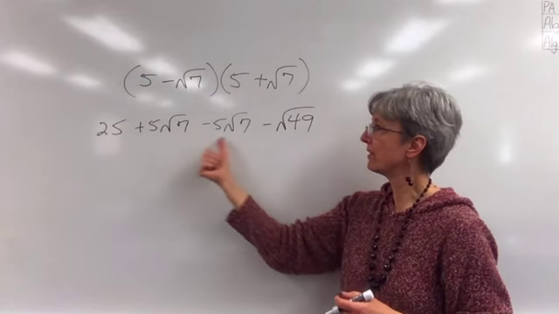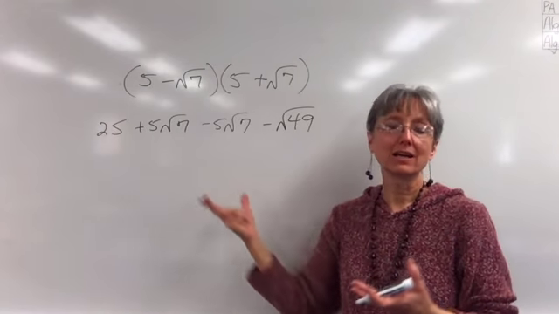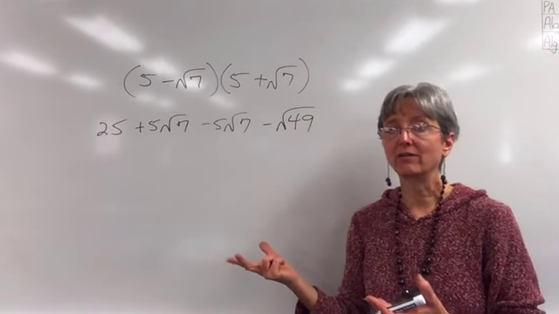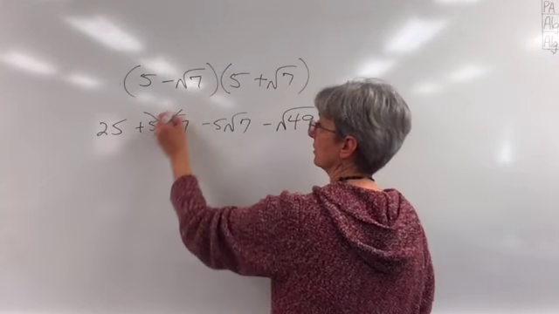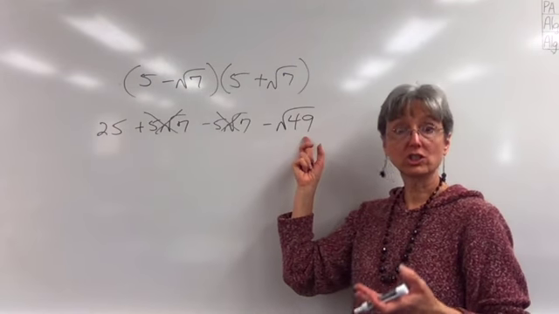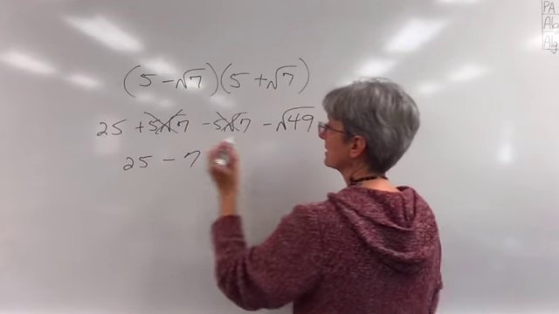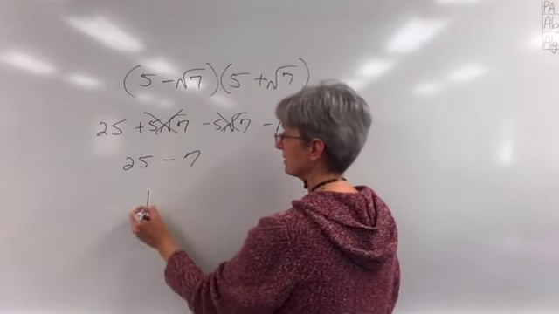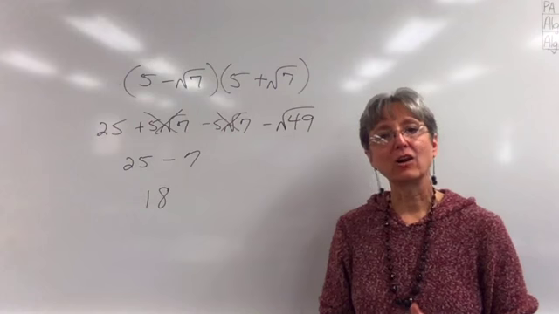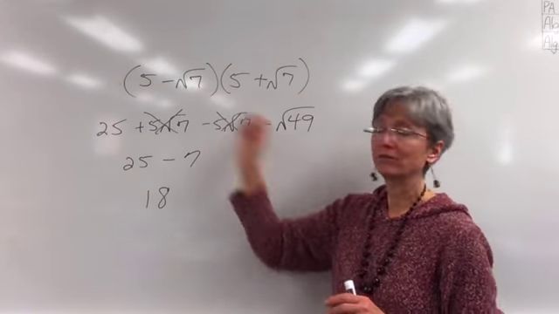Right, when we simplify, notice these two middle terms, because they are opposites, cancel each other out, and they end up being 0. And then this is square root of 49, which is just 7. So we have 25 minus 7, which is 18, and our radicals have disappeared. That's what's wonderful about these conjugates.